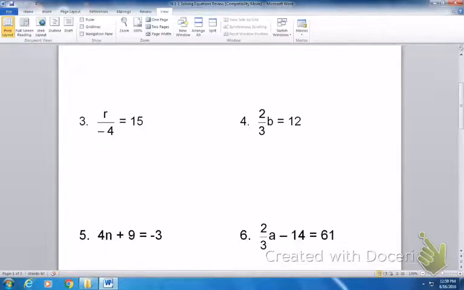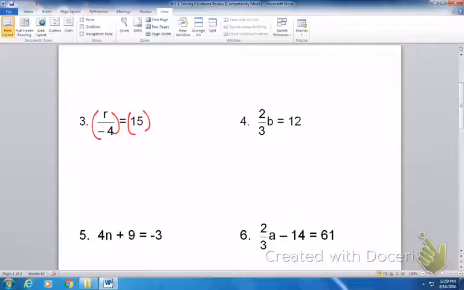Number 3, and I know this isn't anyone's favorite type of problem, it's fractions. But guys, don't let fractions bother you because we can get rid of them pretty easy. There's a couple of tricks to do. This one really, it's a fraction, but isn't a fraction really division? So to undo division, we're going to use multiplication.